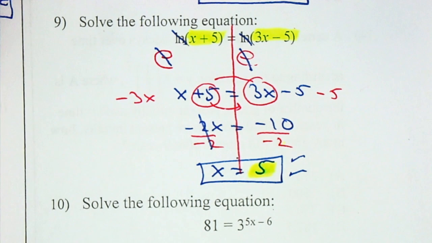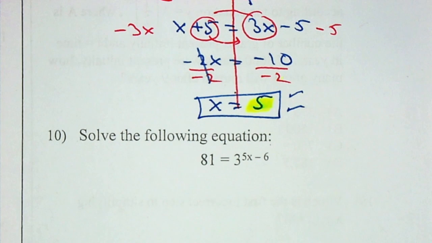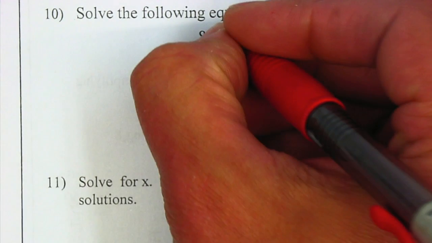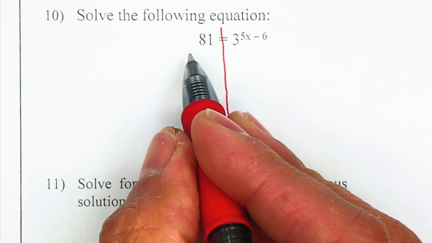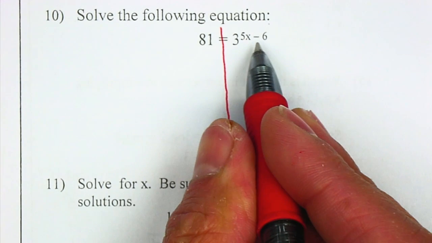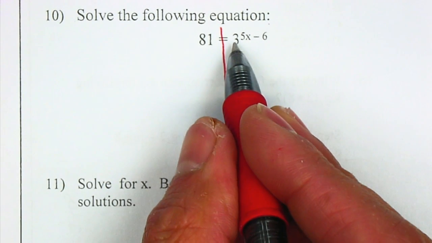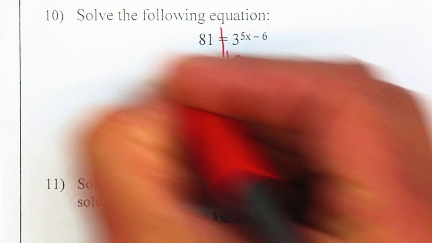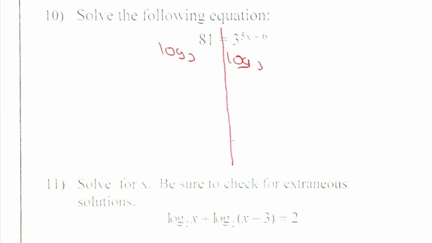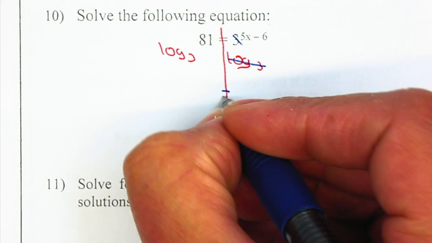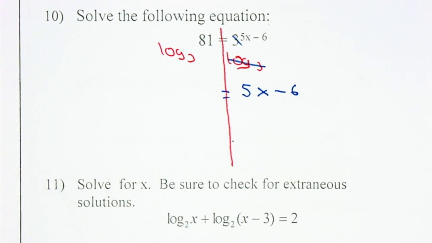Now let's continue to problem number 10. These are the ones that sometimes you guys have a challenge with, but it's a very similar process. I have an 81 on the left. On the right I have a base of 3 and the exponent is 5x minus 6. I want to get rid of this base. So the opposite of a base will be a log base 3 on the left, log base 3 on the right. That cancels out. On the right-hand side I have a 5x minus 6.